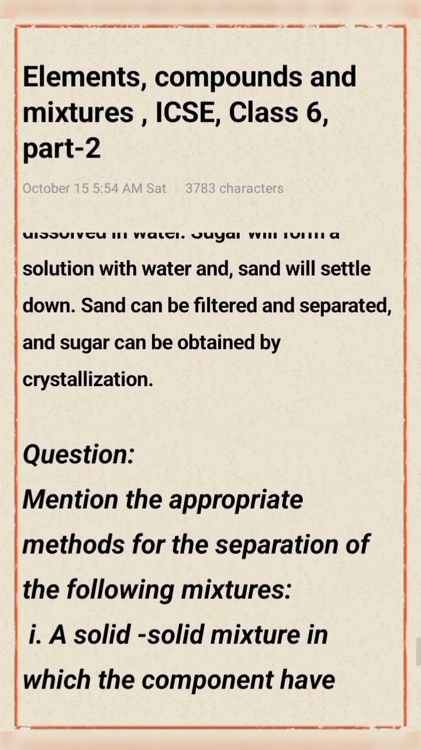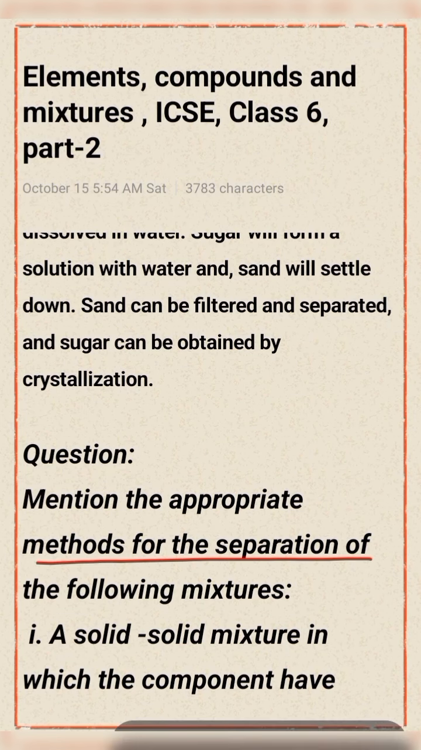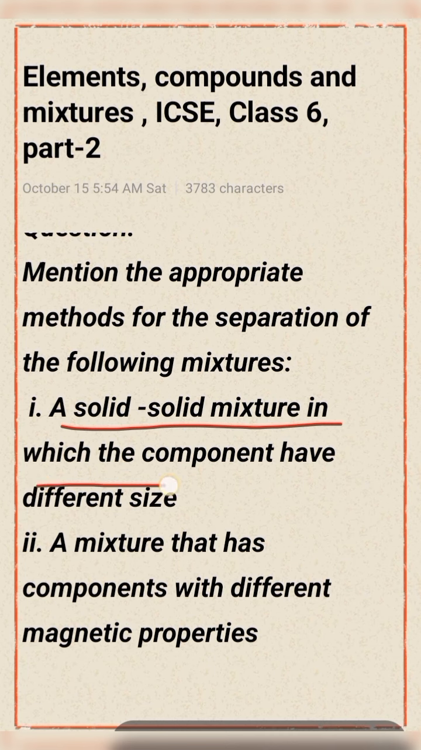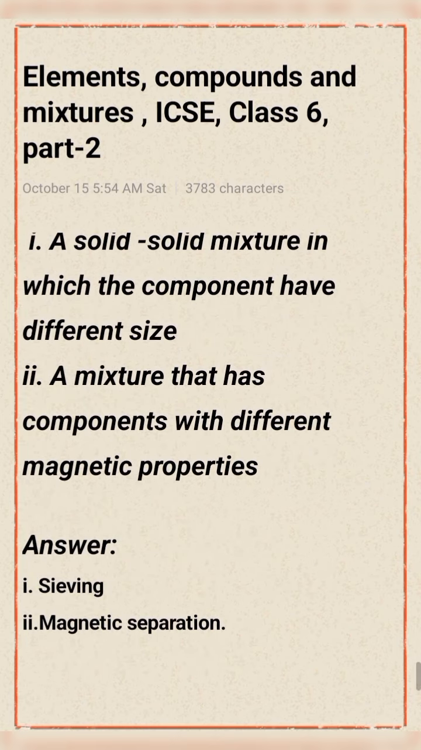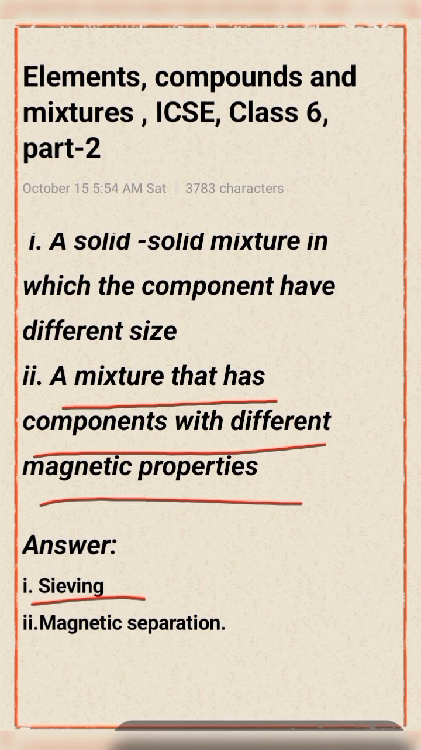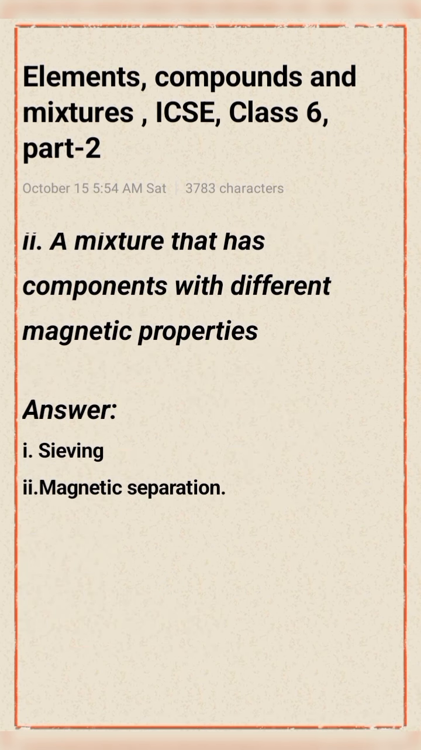Next question: mention the appropriate method for separation of the following mixtures. Number 1 is a solid mixture in which components have different sizes. That is the process of sieving. Next part: a mixture that has components with different magnetic properties. Use magnetic separation.